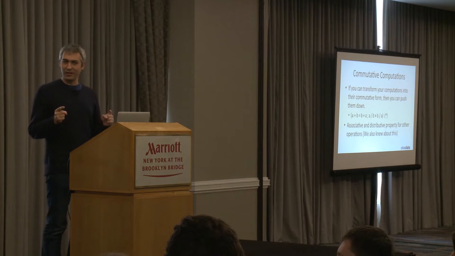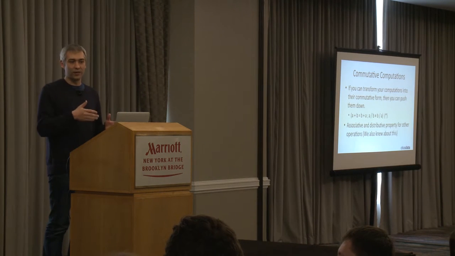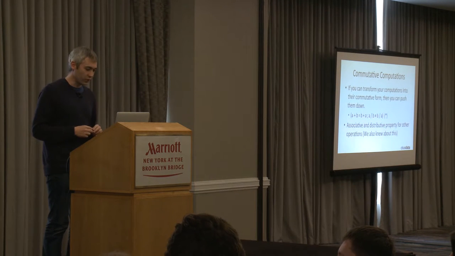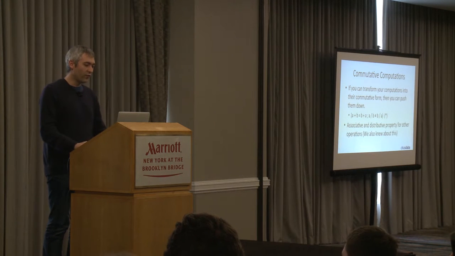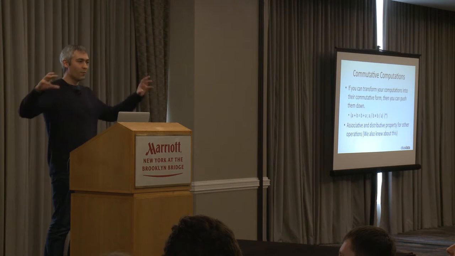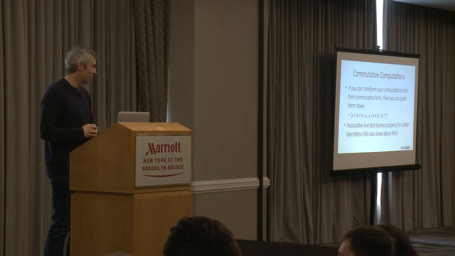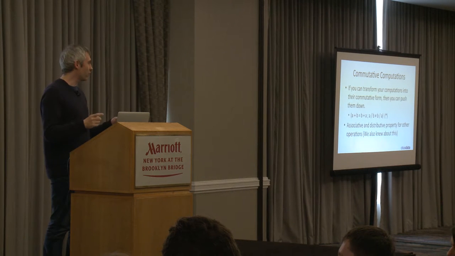How many people in here have heard of the commutative property? I'm making certain simplifications here, but basically, A plus B equals B plus A, but A divided by B doesn't equal B divided by A. You can swap the order of operations. And when you're pushing your computations to your data, you're in fact transforming your computation into its commutative form. That's how you parallelize these computations. Makes sense? Any questions so far?